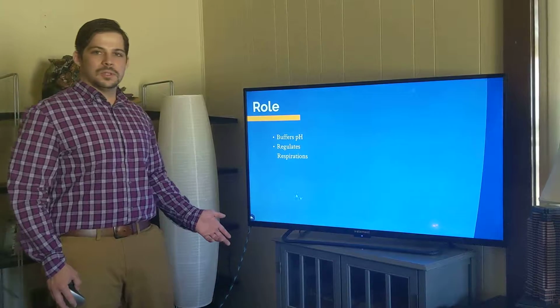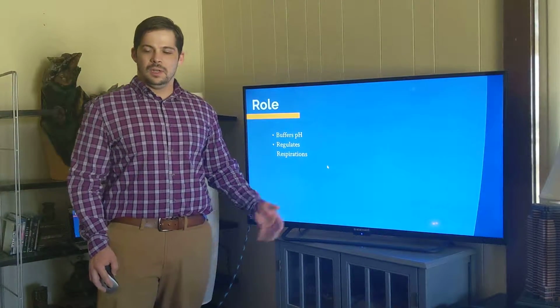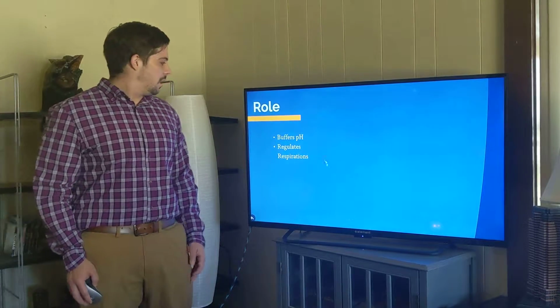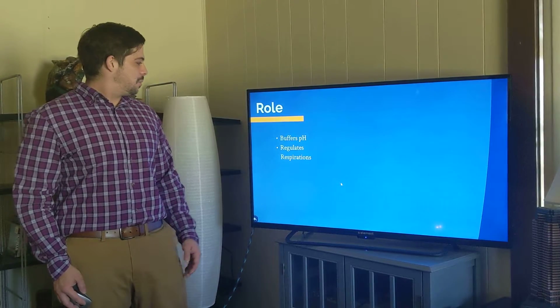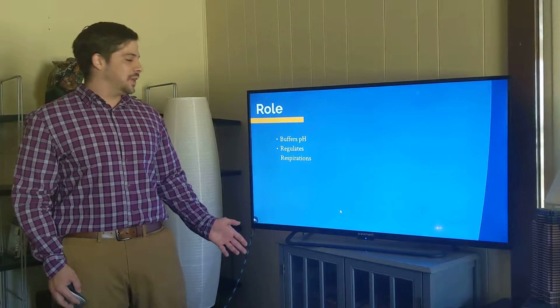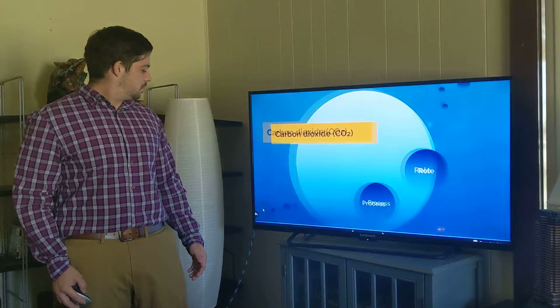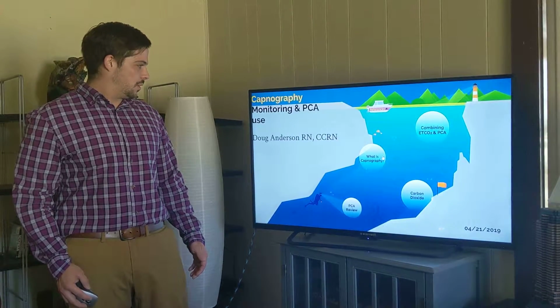What does CO2 do exactly? It buffers the blood's pH. It regulates your respirations. It's a quick way to correct any kind of acidosis or alkalemia. If you're acidotic, you'd start breathing faster to blow off the excess CO2, and if you're alkalotic, your respirations possibly slow down to increase your acidity level.